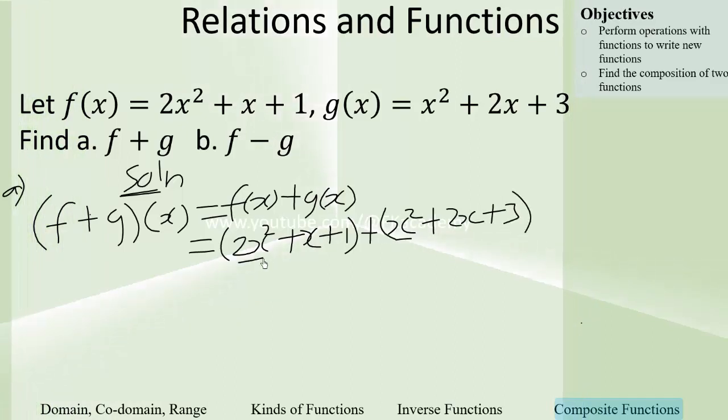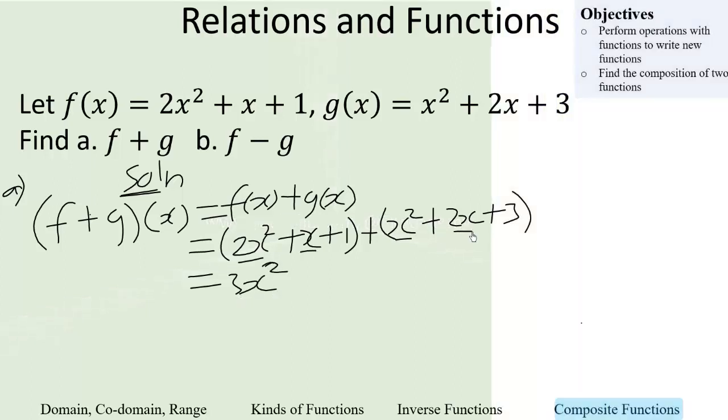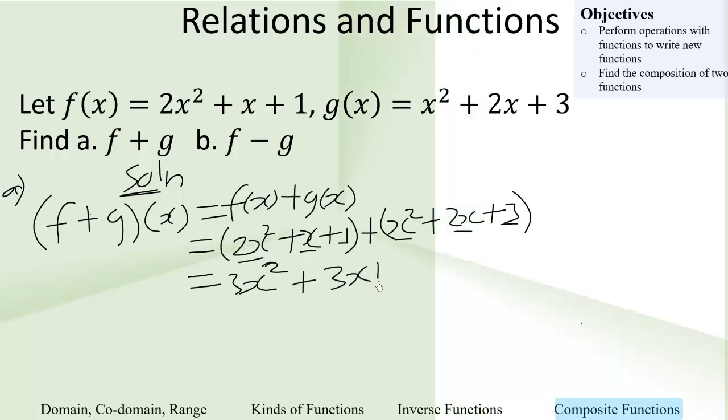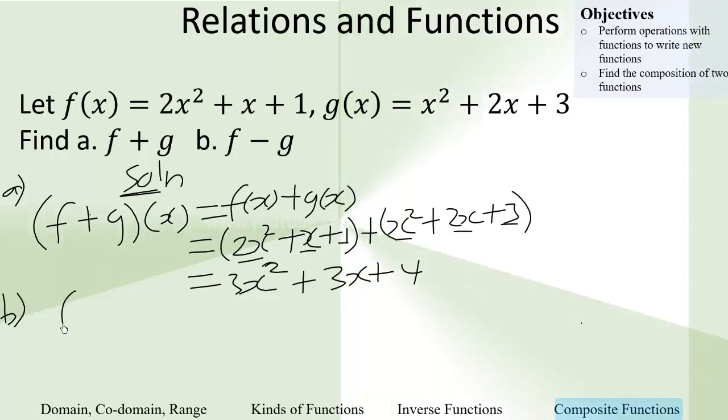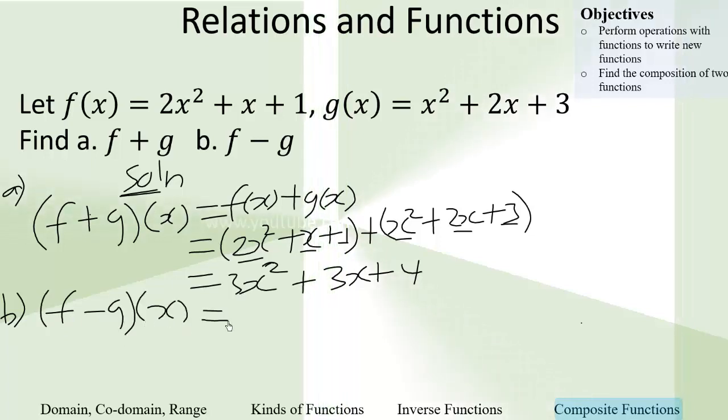So x squared plus 2x squared will be 3x squared. Then x plus 2x will be 3x. Then 1 plus 3 will be plus 4. So that is what we get for the addition.